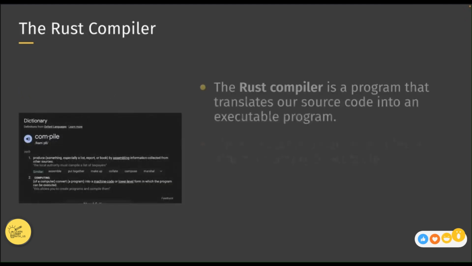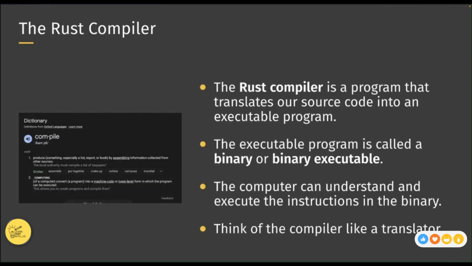So that brings us to the compiler. The Rust compiler is a program, it's a piece of software that translates our source code into an executable program that the computer can understand and execute. That executable program is often called a binary or a binary executable, and the computer can understand the instructions in that binary.